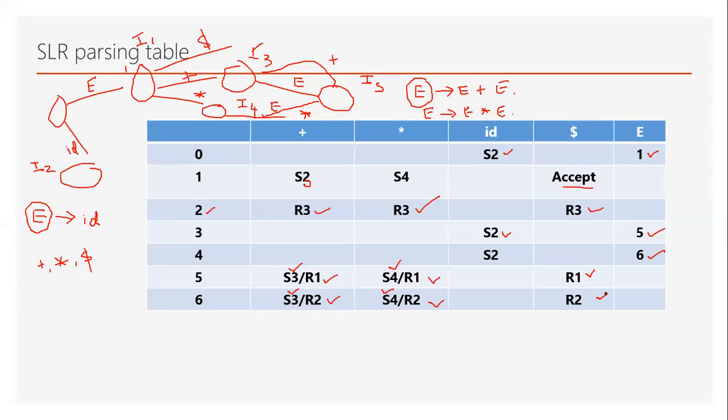But after that, if you observe, there is a shift reduce conflict. Okay, from I5 state, on plus and on dollar, you don't know whether to shift or reduce. Like that, from I6 state, on plus and dollar, you are having that conflict. Okay, that is whether to reduce or shift. Okay, this means that there is a shift reduce conflict.